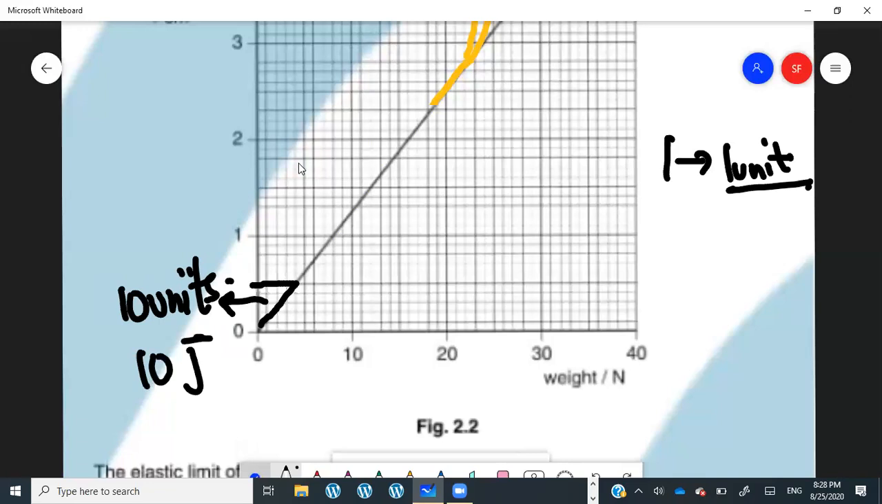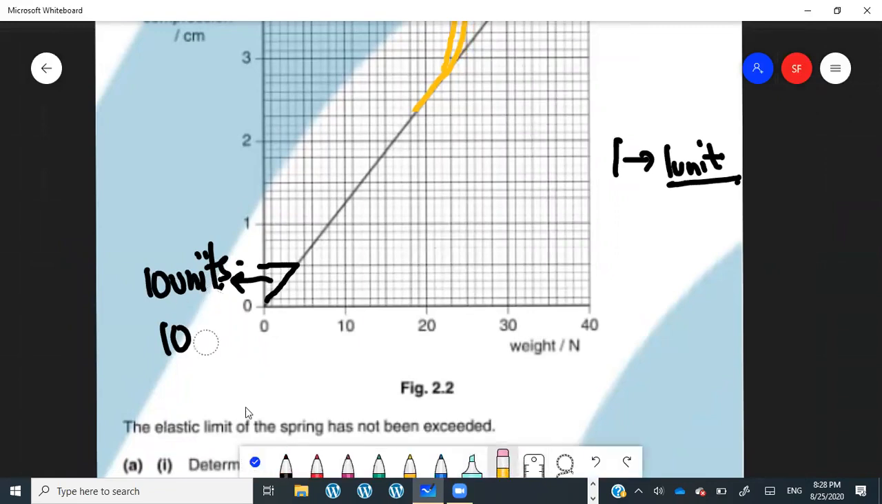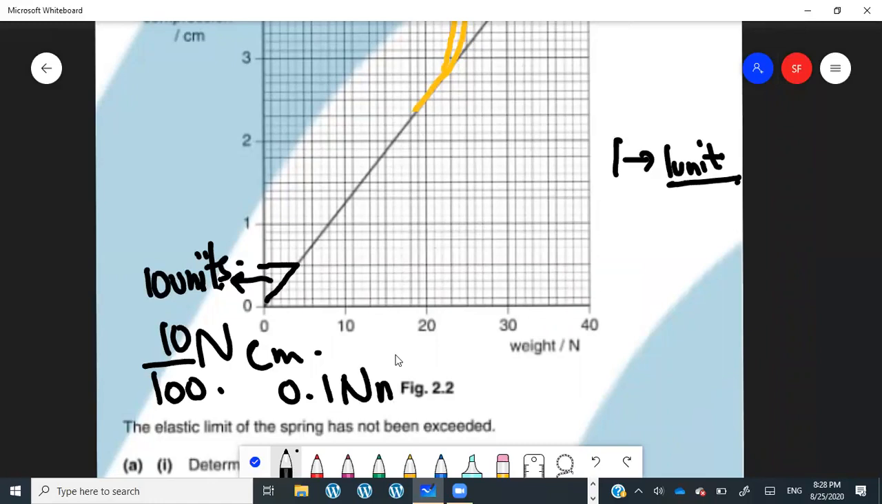But given that the y-axis is in centimeters, you'll need to convert that as well. It's not going to be 10 joules. It's going to be different than that. It's Newton centimeter, so you need to convert the centimeter by dividing it by 100. It's going to be 0.1 Newton meter, somewhat like this.